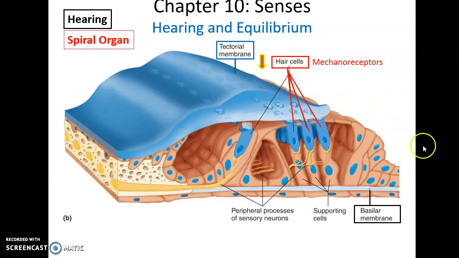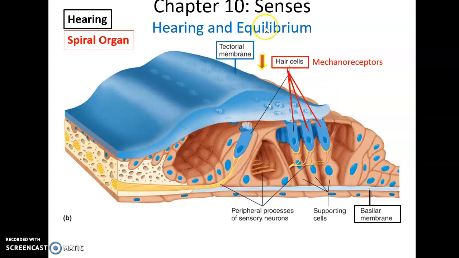There's a close-up of the spiral organ. It includes this cartilaginous structure called the tectorial membrane. It includes these epithelial cells that are providing support, and it also includes the hair cells. The hair cells are the receptors for hearing. Hair cells have tiny little hair-like structures embedded in the tectorial membrane.